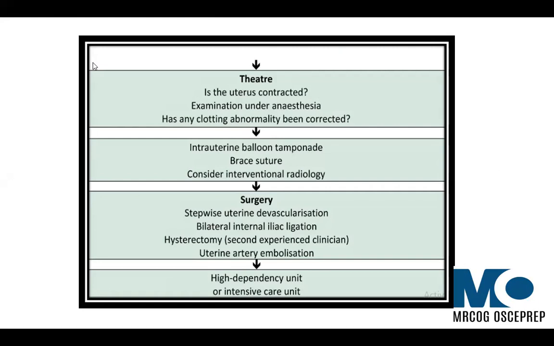Then the first surgical management is intrauterine balloon tamponade by the Bakri balloon or the Rusch balloon. Brace sutures will be applied if the initial management fails. If interventional radiology facilities are available, we will go for that. Then the surgical options are stepwise uterine devascularization, bilateral internal iliac ligation, and hysterectomy, done after consultation with a second opinion from a second consultant. Uterine artery embolization is the last resort.